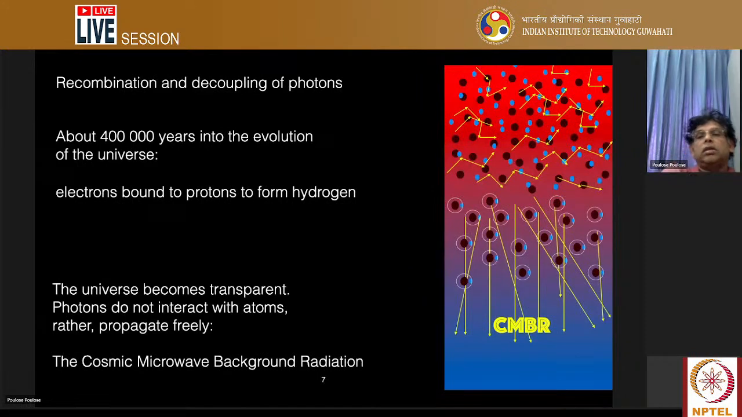So we'll go back to this cosmic microwave background radiation. As I said, when electrons combine with protons to form hydrogen atoms, this happened in the evolution of the universe at around 380,000 years. And then the universe became, we can talk about it as, transparent.